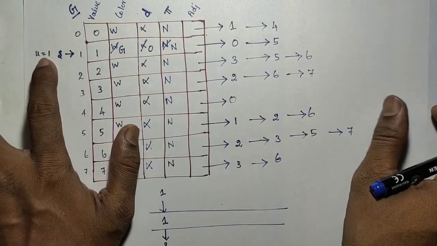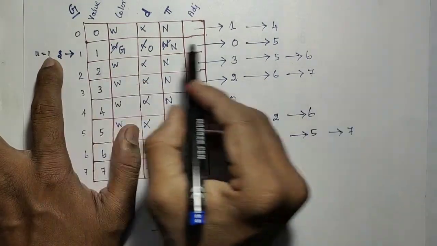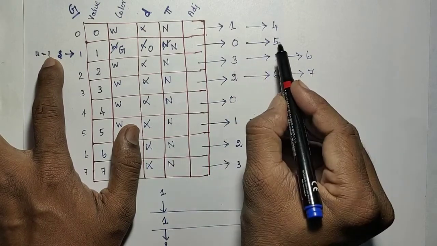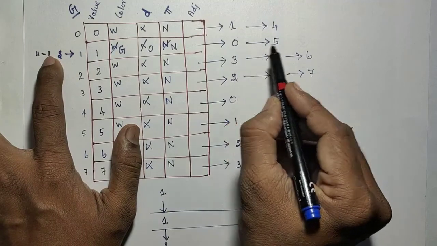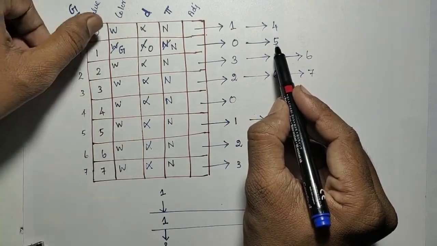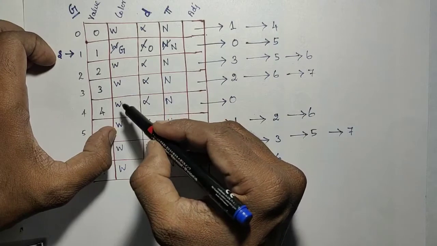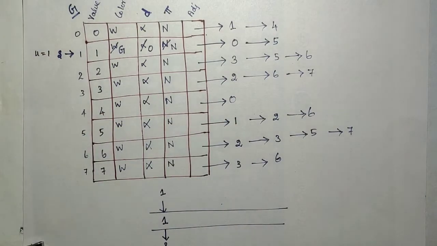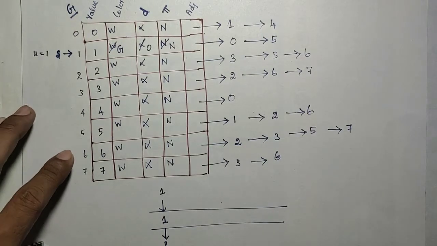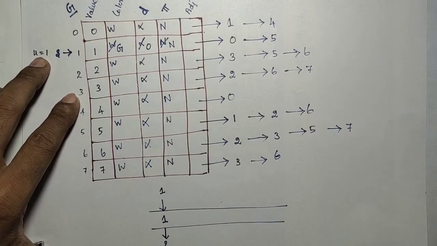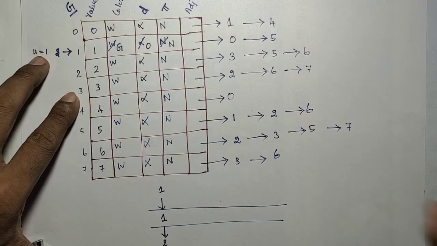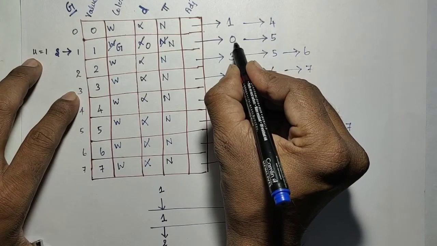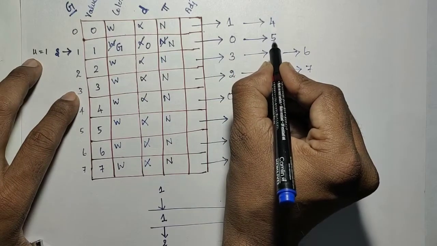That node is already visited, correct? Now I need to look at its adjacent nodes. The adjacent nodes are 0 and 5. Those 0 and 5 nodes have to be visited, and once visited, they need to be enqueued. So the simple procedure is: we have dequeued that and marked it as U, and U's adjacent nodes are 0 and 5.